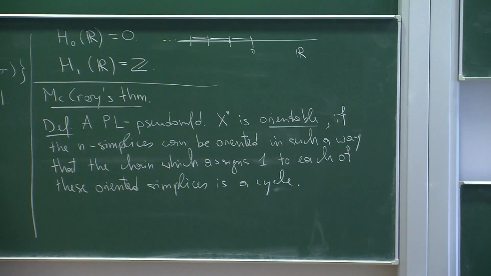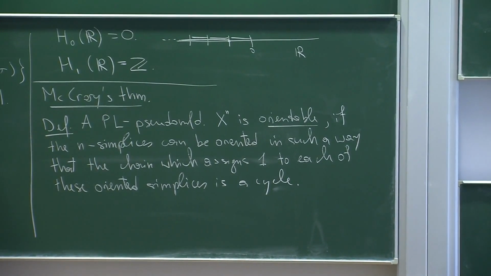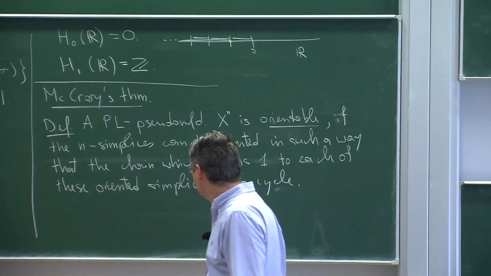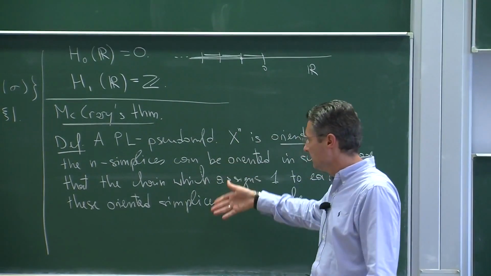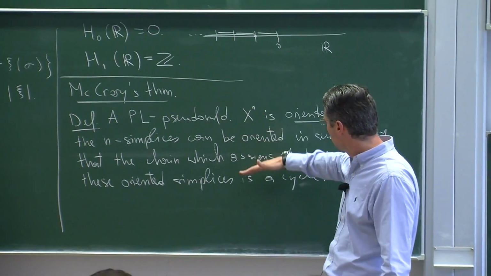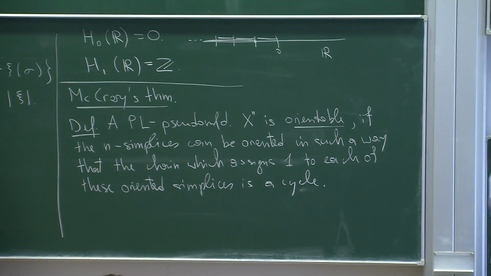So for example, if you take the Klein bottle and you try to do this for the two-simplices, you can play around with it and you will see that it can never work. And here, the lower dimensional simplices don't play a role. And so this is a definition of orientability which is perfectly valid even in the case of a pseudomanifold.